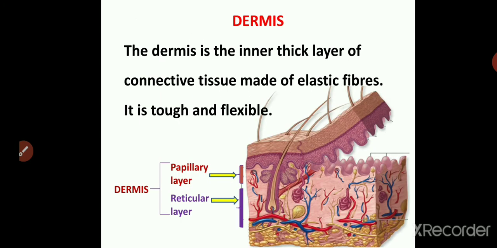Next is the dermis. The dermis is the inner thick layer of connective tissue. It is a vascular region which is 2 to 3 times thicker than the epidermis, and it is differentiated into two regions, the papillary region and the reticular region. The outer region of the dermis, that is the papillary region, consists of loose connective tissue. It is produced into ridges and grooves.